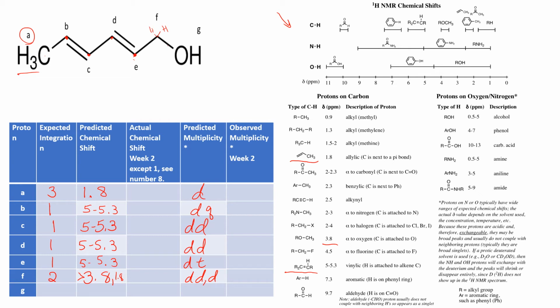Sometimes the hydrogen on the oxygen doesn't cause splitting. We'll wait and see. All right, G is 1 hydrogen, and G, let's see, where should that be? Let's find it in the table. OH is anywhere between 0.5 and 5, so we don't know where that's going to be, and it can either be a singlet or a triplet, depending on if these F hydrogens are splitting it.